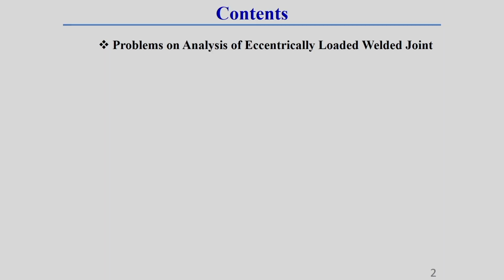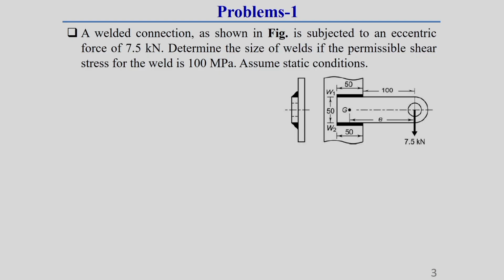Depending on this primary and secondary shear stress, we generally design the welding dimensions, in the sense of weld throat thickness and its leg length. The detailed steps I already discussed in the last lecture. Today I will solve some problems on that topic. So, this is the content of today's lecture: we will solve some problems on analysis of eccentrically loaded welded joint.